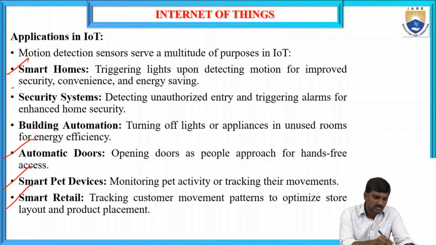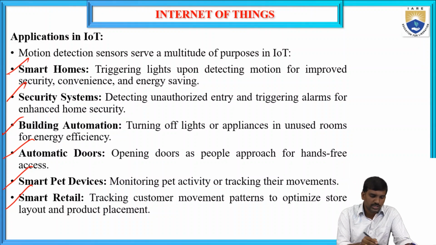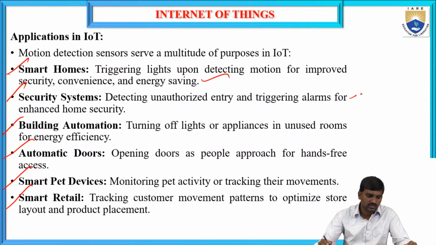So in home automation systems, we have triggering lights upon detecting motion for improved security, convenience, and energy saving devices. And in terms of security systems, detecting unauthorized entry or triggering alarms for enhanced home security. So that is under security systems. And building automation: turning off lights or appliances in unused rooms for energy efficiency. Automatic doors: opening doors as people approach for hands-free access.